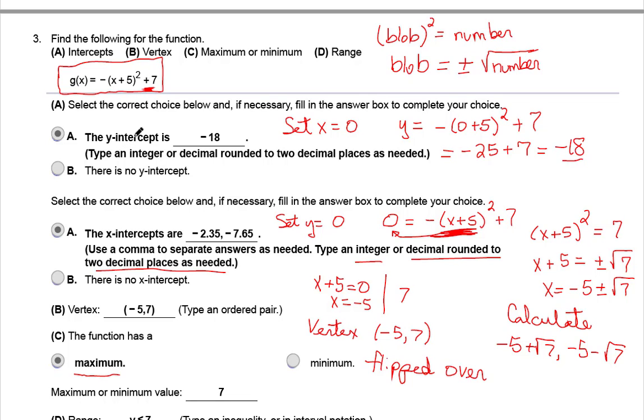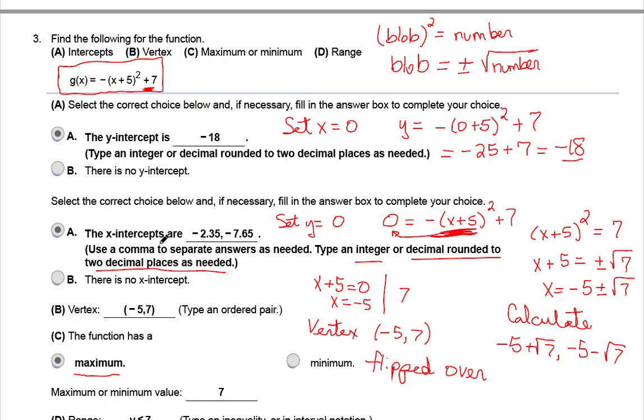Y-intercept. How do I get a y-intercept? Well, I set x to 0. G of x is y, so just plug it in. 0 plus 5 is 5. 5 squared is 25. But don't forget, there's this minus in the front. Minus 25 plus 7 is minus 18.